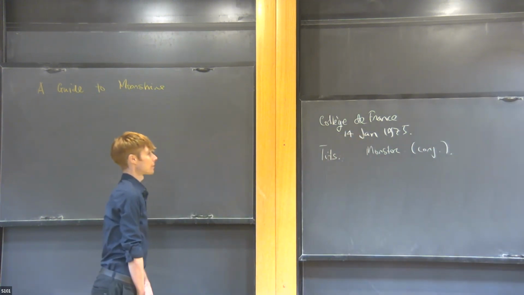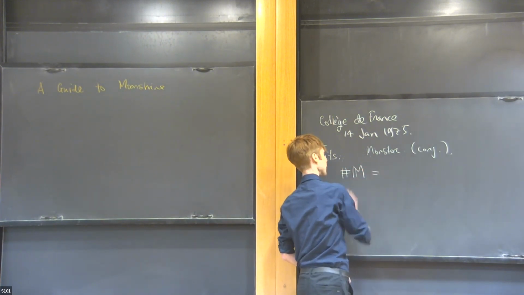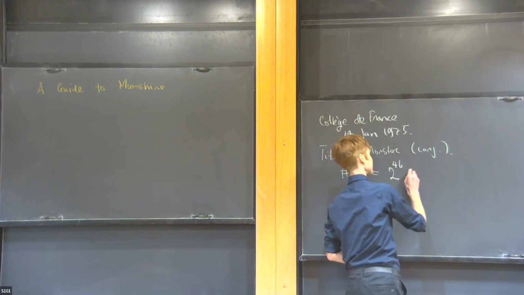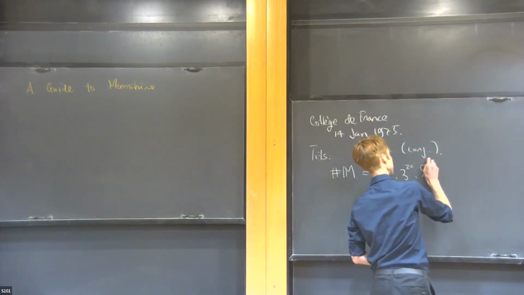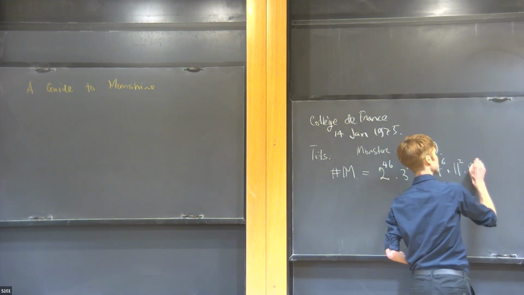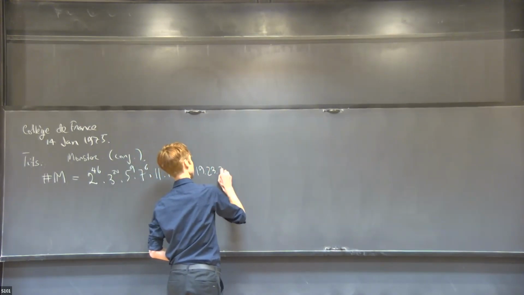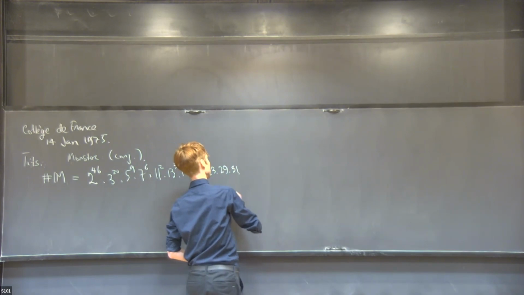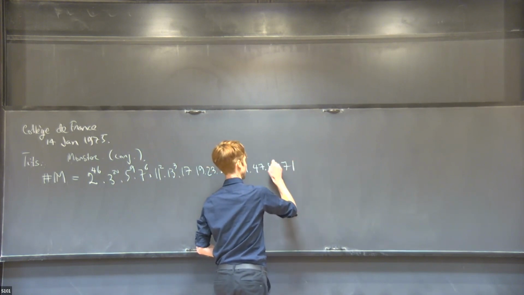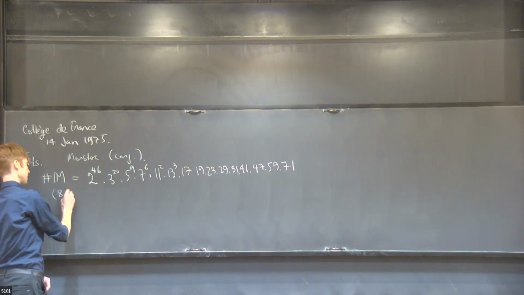And part of its significance is its imposing size. The speaker wrote the order down precisely as follows: 2 to the 46, 3 to the 20, times 5 to the 9, times 7 to the 6, times 11 squared, times 13 cubed, 17, 19, 23, 29, 31, 41, 47, 59, 71. So this works out to be about 8 times 10 to the 53.